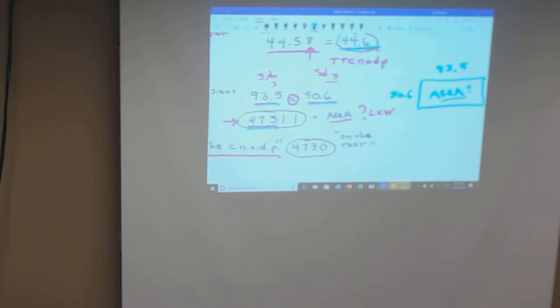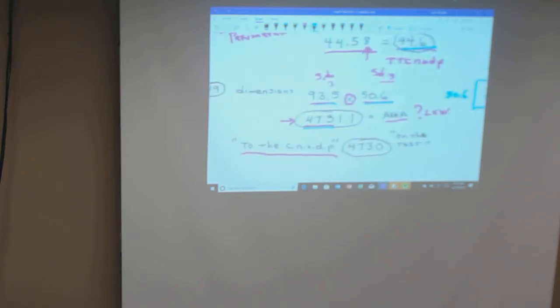So the correct answer is 4,730. If it would have said to the nearest tenth, then I would have said 4,731.1. But if the test says to the correct number of decimal places, you have to use that rule for significant digits, and you can go back in the book to find that section and write down those rules so you can get it right on the test.